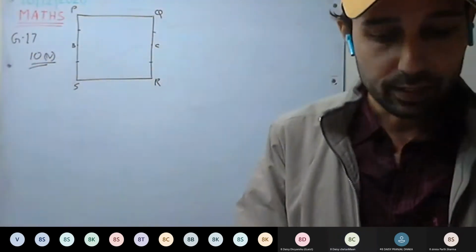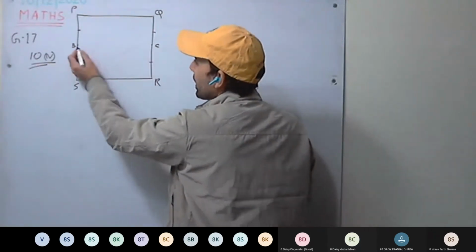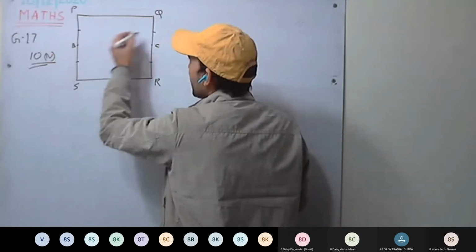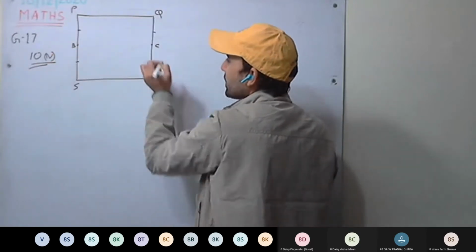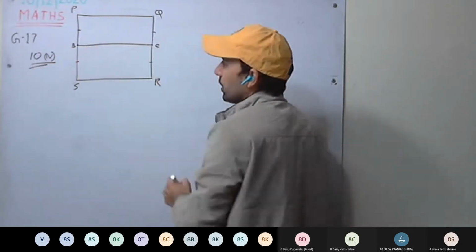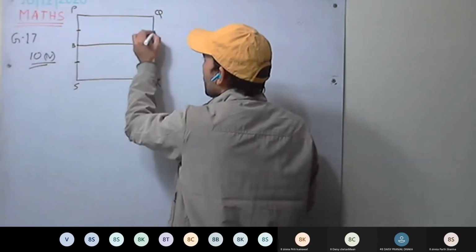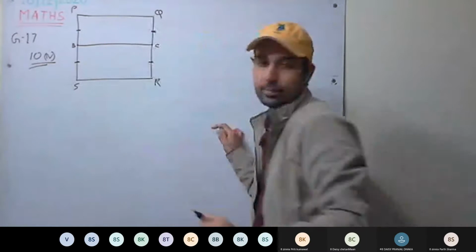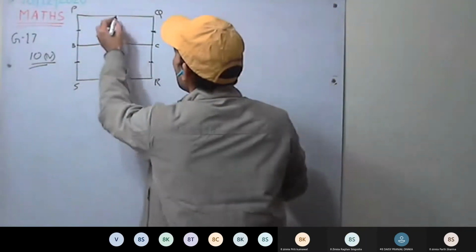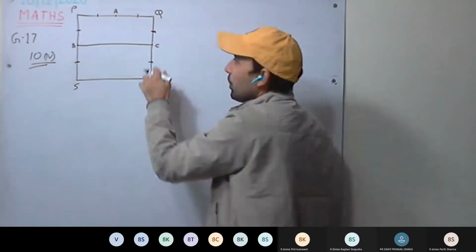So see here in this diagram, PQRS is a square. Then B and C are marked such that they lie at the midpoints. PS's midpoint is B, and QR's midpoint is C, and they are being joined. So this side will be equal to this one, this and this. These all are equal. Moreover, the midpoint of PQ is also marked, here as well, midpoint A, and they all will be equal.